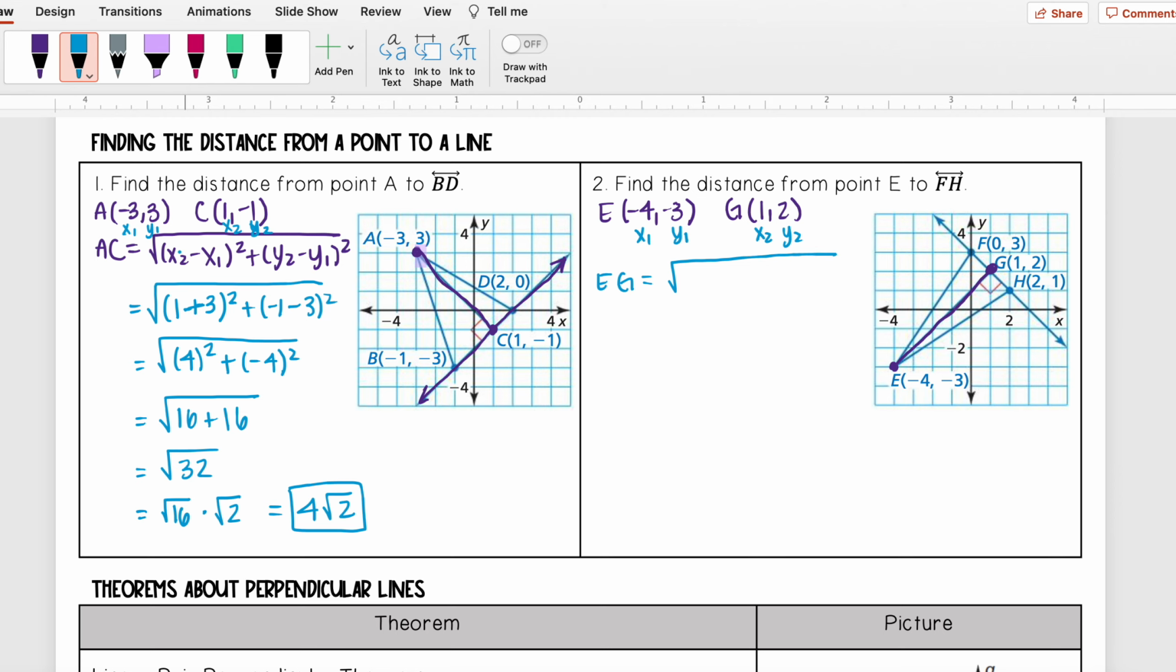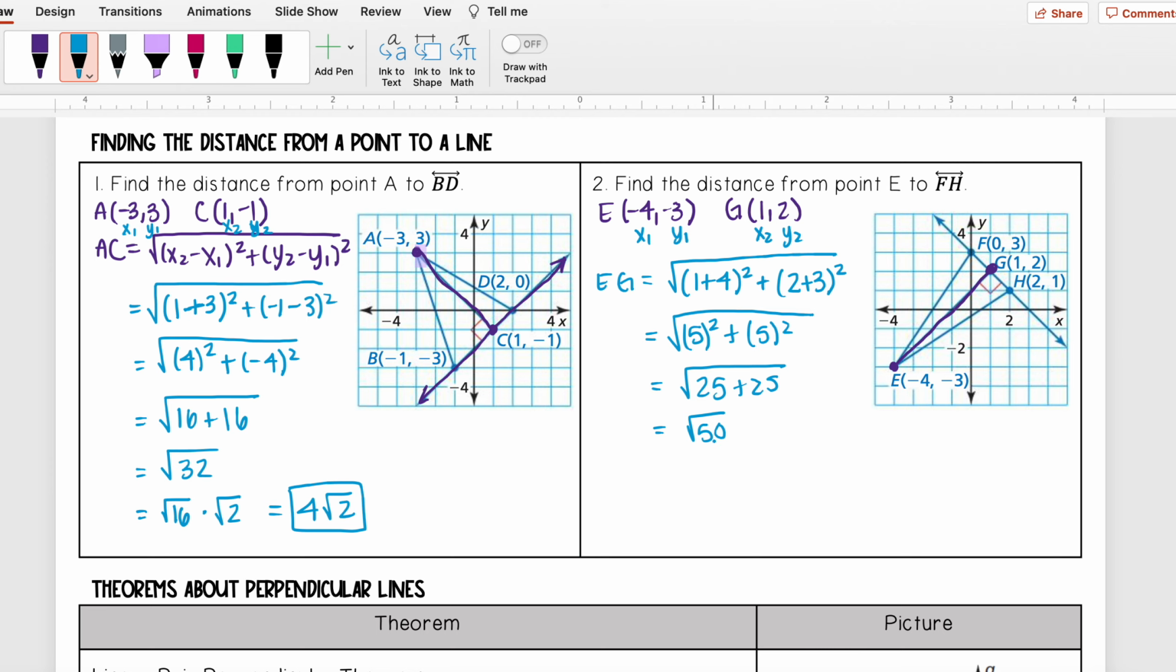x2 minus x1 squared, like we see over in this first example. So that's 1 minus negative 4, which is really just 1 plus 4 squared, plus 2 minus negative 3. Again, when you're subtracting a negative, that becomes a positive, so that's really 2 plus 3 squared. 1 plus 4, I get 5 squared, plus 2 plus 3 is, again, 5 squared. So I have 25 plus 25, which is equal to the square root of 50.